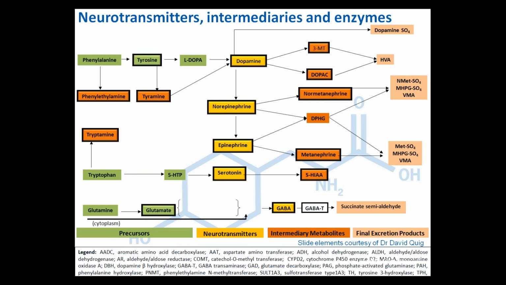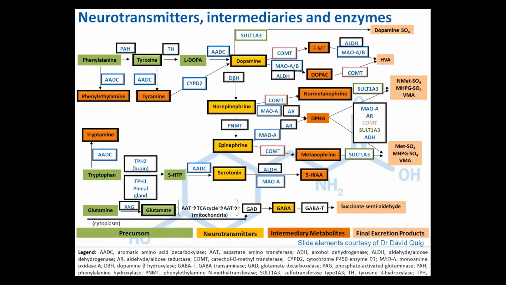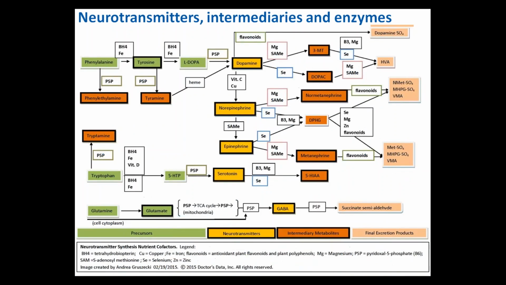Neurotransmitter metabolic pathways are very complicated. The evaluation of the metabolic intermediaries, seen here in orange, helps provide a functional assessment of variably inherited enzymes that may affect neurotransmission, all of which may respond to nutritional interventions.